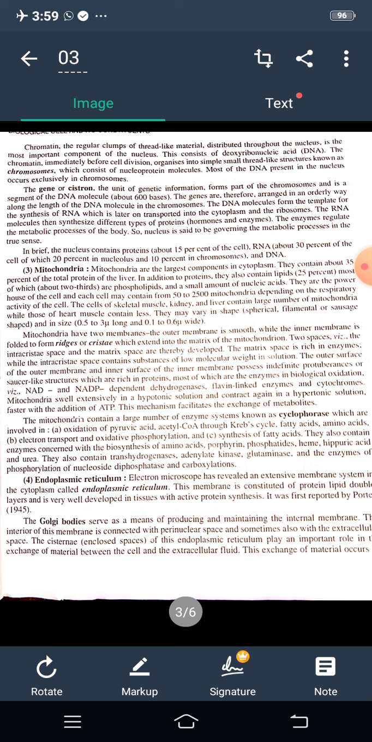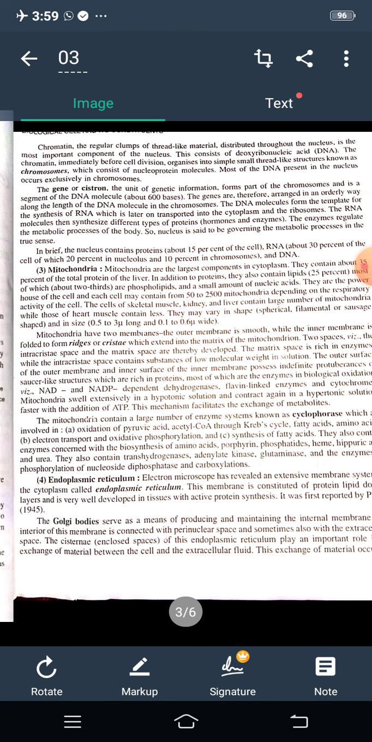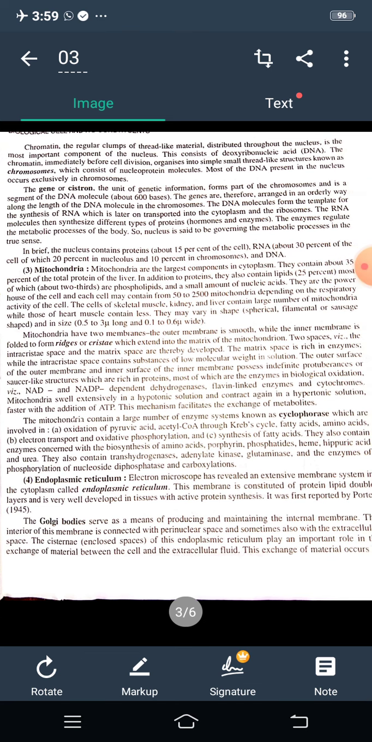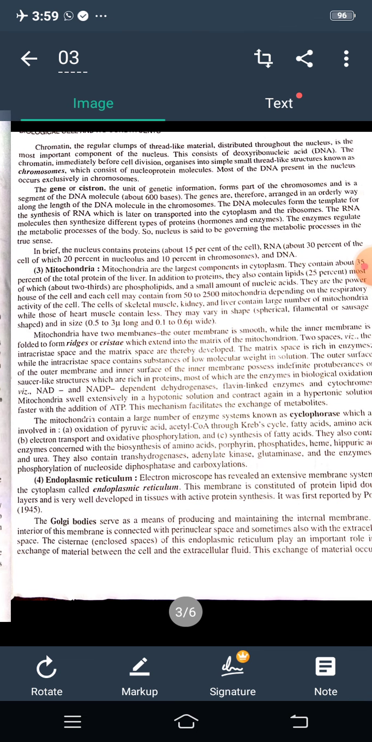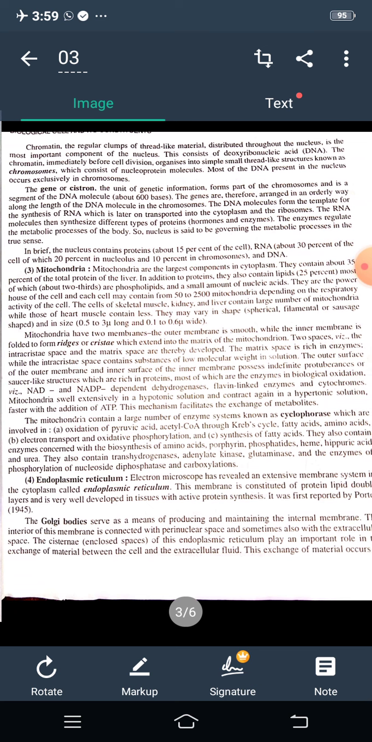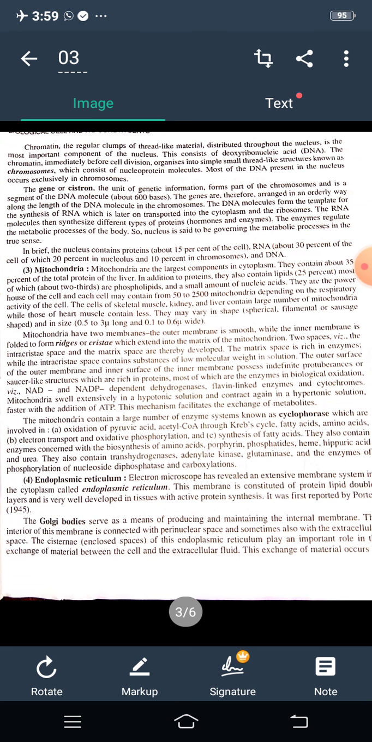Then third, mitochondria. Mitochondria are the largest components in the cytoplasm. They contain about 35% of the total proteins of the liver. In addition to proteins, they also contain 25% lipids, most of which, about two-thirds, are phospholipids, and a small amount of nucleic acids. They are the powerhouse of the cell, and each cell may contain from 50 to 2500 mitochondria depending on the respiratory activity of the cell.